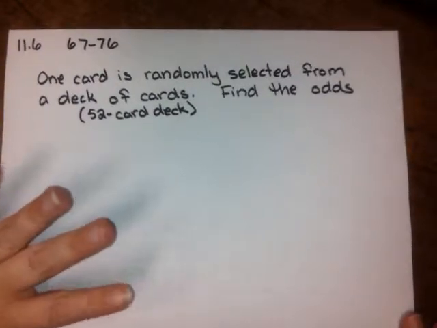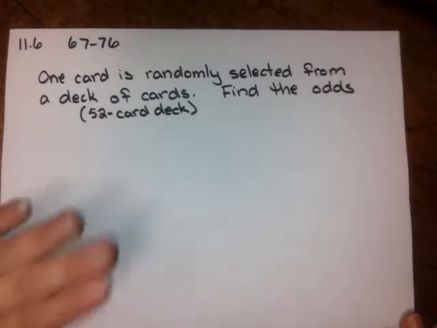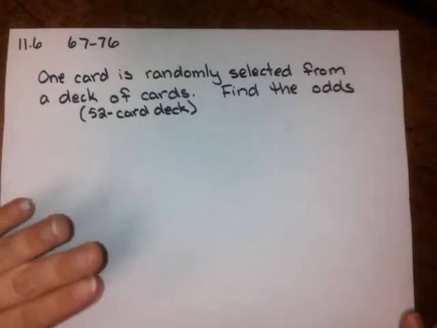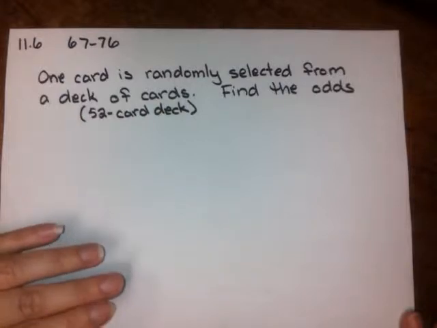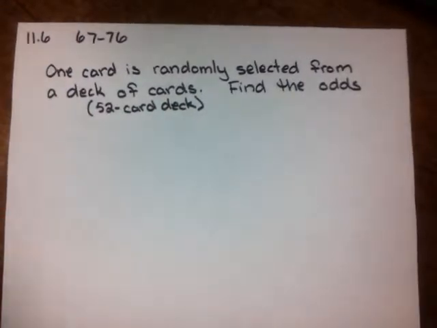Before you get too far into this video, if you're not solid on what odds are or how to figure out odds, watch the video called The Difference Between Probability and Odds, and that's going to explain to you how we're figuring out what these odds are.